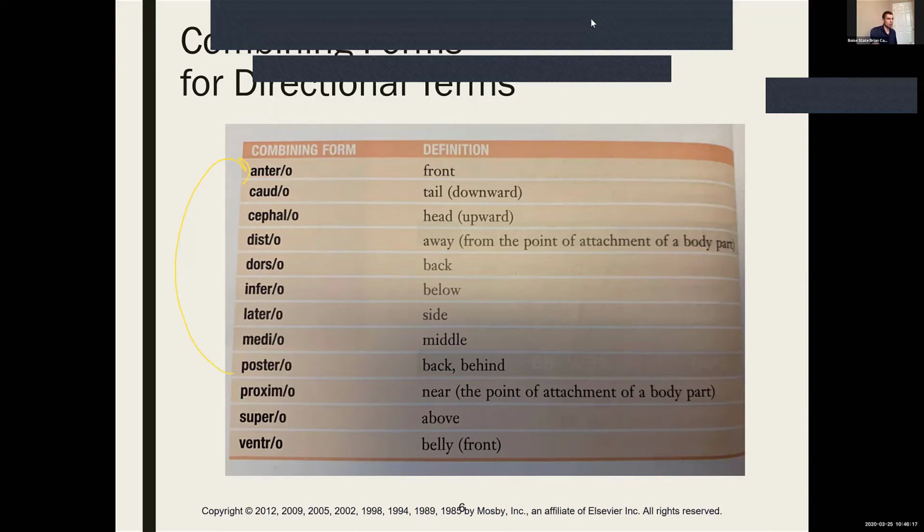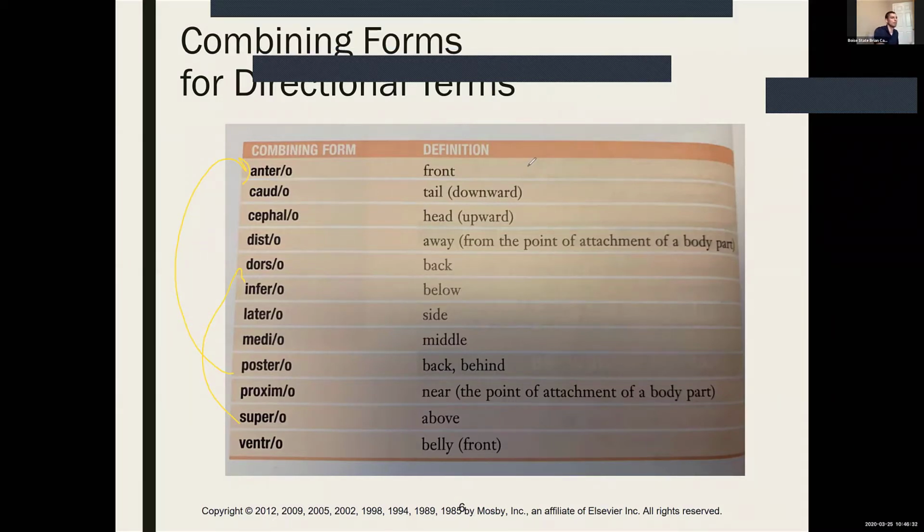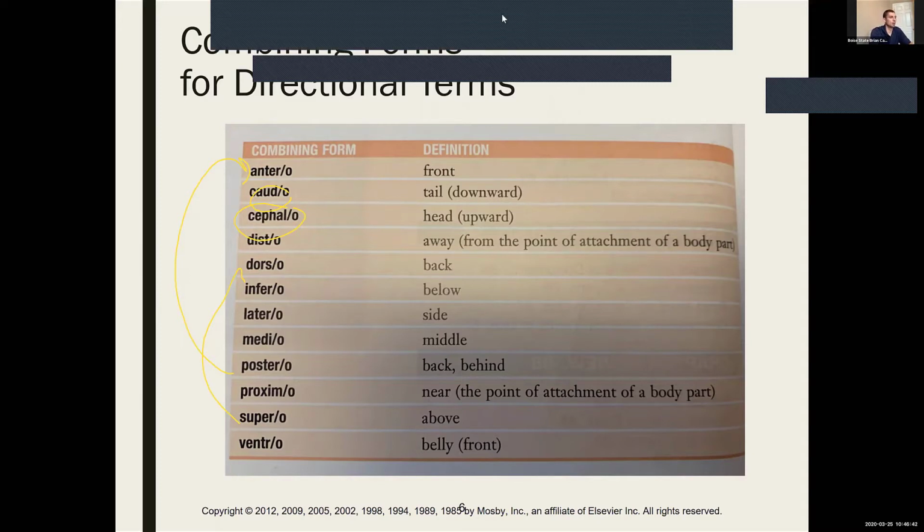Same thing, like super meaning above would be the opposite of infero, meaning below. And then I'm thinking of like caudal. So caudal and cephalo would be opposites of each other as well, or almost the opposite, but in relationship to each other.